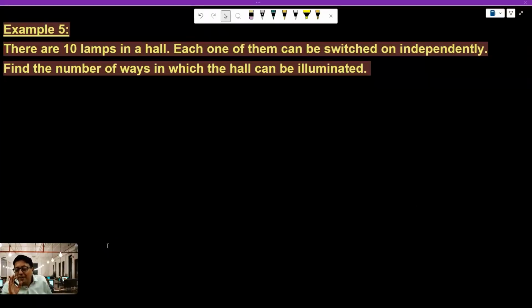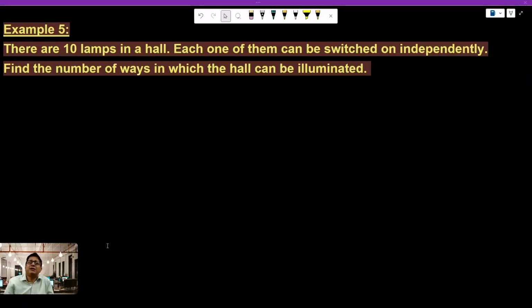There are 10 lamps in a hall. Each one of them can be switched on independently. Find the number of ways in which the hall can be illuminated. 10 lamps in a hall. Each one of them can be switched on independently. There is no link that you are putting. One switch on means all the lamps are on? No.